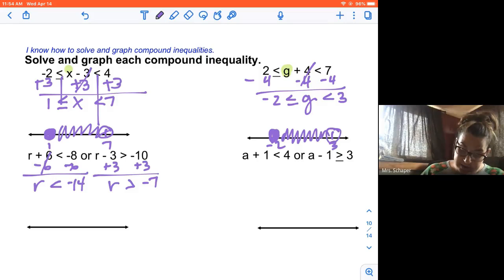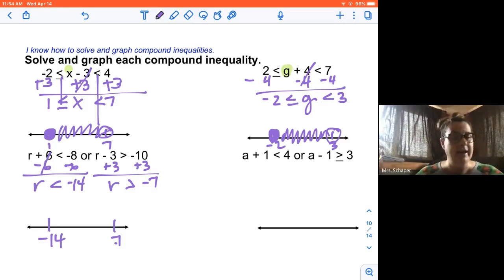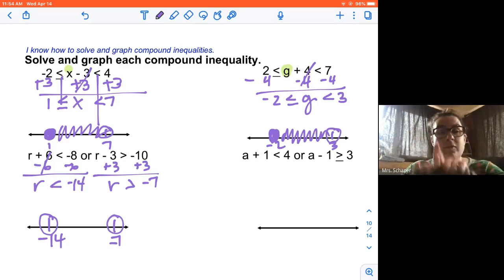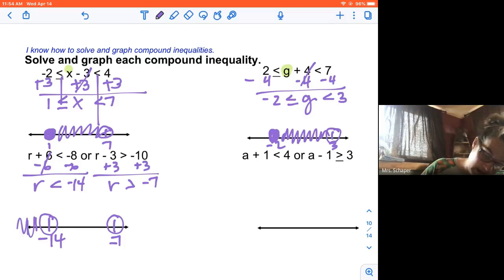And so when I plot these, I always put the lesser number on the left, the greater number on the right. Like any number line that you've ever done, the lesser numbers are on the left, greater numbers are on the right. In this case, they're both open circles. And because it's or, they go apart. Okay, so we're going to shade apart rather than together. So I'm going to shade to the left, and I'm going to shade to the right.